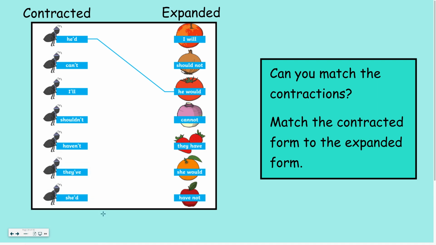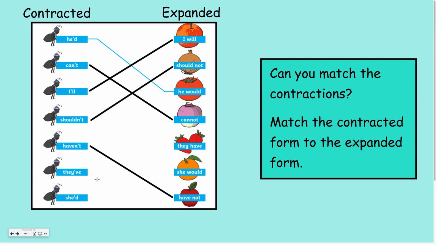Let's see if you were right. So can't, what does that become? It becomes cannot. Well done. What about I'll? It becomes I will. Super. What about shouldn't? It becomes should not. Haven't? Have not. They've? Becomes they have. And she'd? She would. So well done if you got those right, and well done for giving it a go.